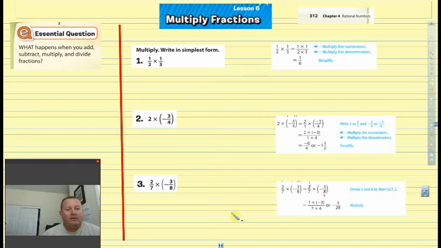Okay, welcome to multiplying fractions. A couple things you're going to need. You're going to need something to write with. You're going to need your notebook. You are going to need your book.